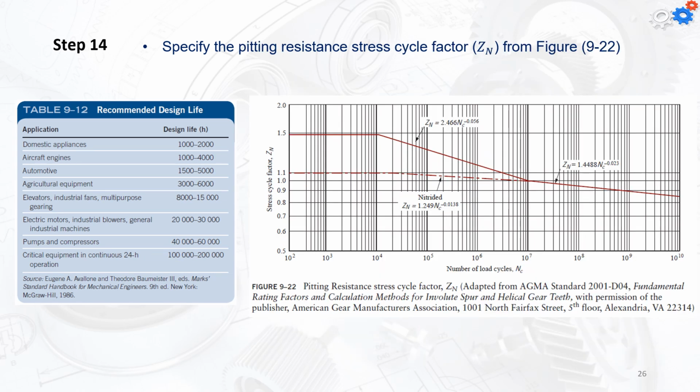Again, the pitting resistance stress cycle factor can also be calculated or found from figure 9.22. And again, this will depend on the recommended design life. Of course, the number of cycles can be found according to the recommended design life. So again, we can use the equation depending on the material, or we can simply use the figure by intersecting the number of load cycles with the curve. And then we're going to find the value for the stress cycle factor, ZN.